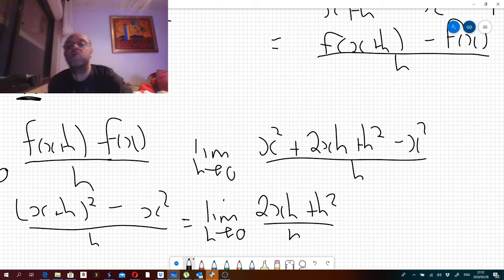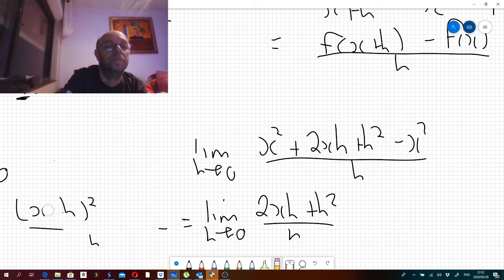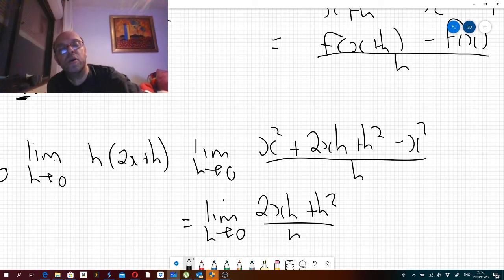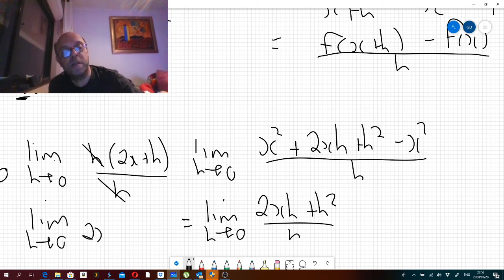Now, at the top, I can factorize h out, and so I'm going to get the following. I'm going to erase over here a little bit, and we'll go back to this side. Right, and so we have the limit as h approaches 0 of h factorized out with 2x plus h all over h. Well, this means that these two h's can cancel, and so now we are just left with the limit as h approaches 0 of 2x plus h.